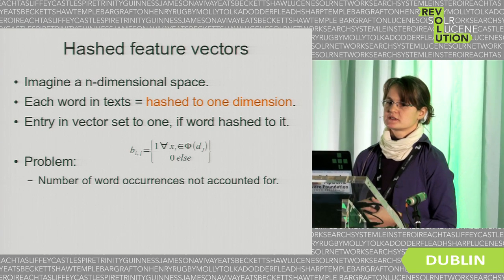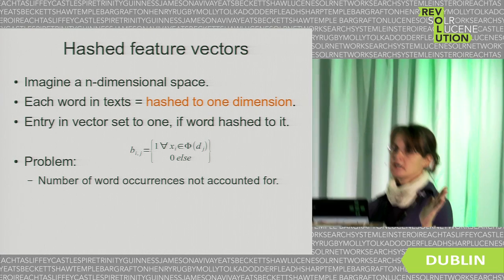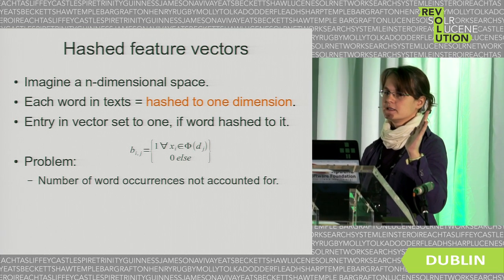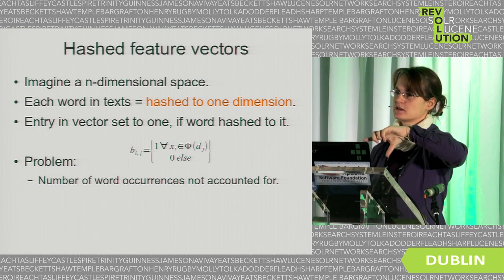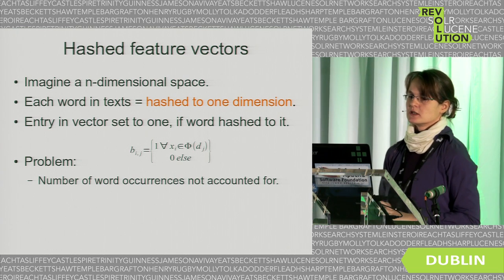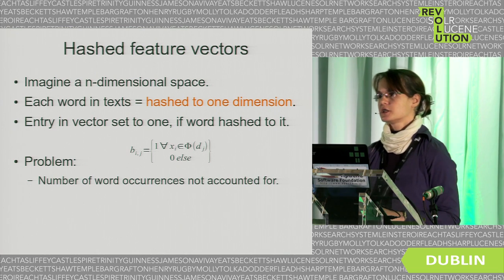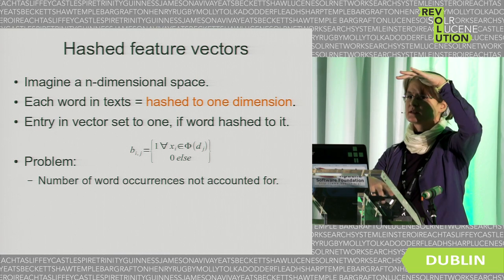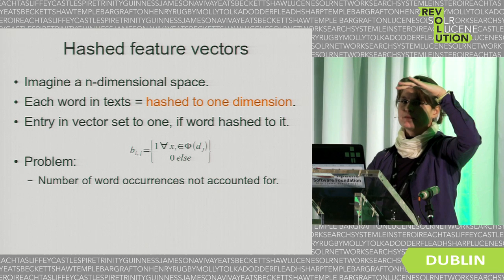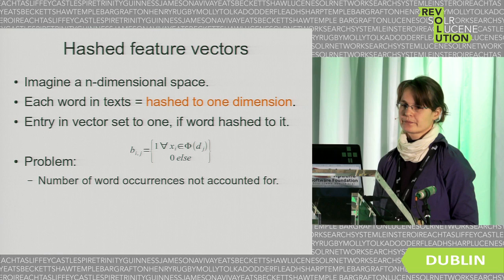So one way to deal with this is to imagine an n-dimensional feature space. Each word in the text is being hashed into one dimension. The n is smaller than the total number of words in your dictionary. So this way you can match words into hashed IDs. So you have just a limited number of dimensions. You have set limited, and you don't need to know in advance the complete dictionary.